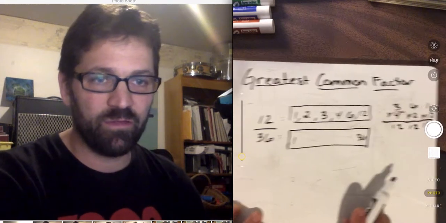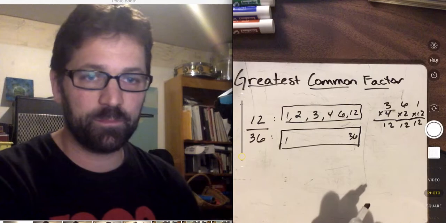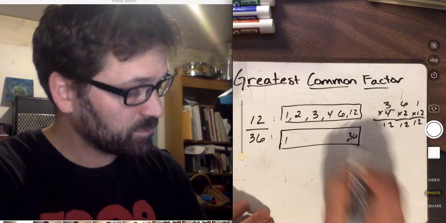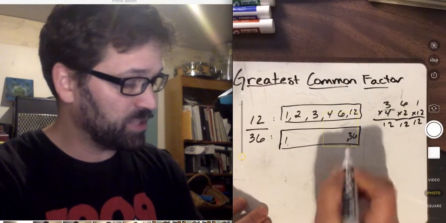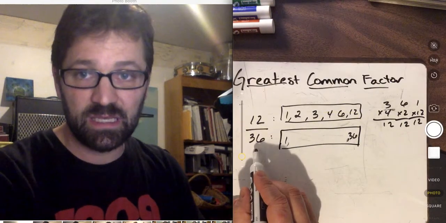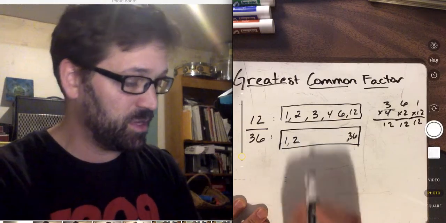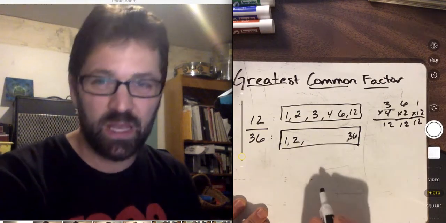Okay, all the factors right there. All right, now let's do 36. 36 is going to be a little bit trickier. I know that 1 times 36 works. Now, 36 is even, so I know that 2 is going to be able to go into it. But what is that number?